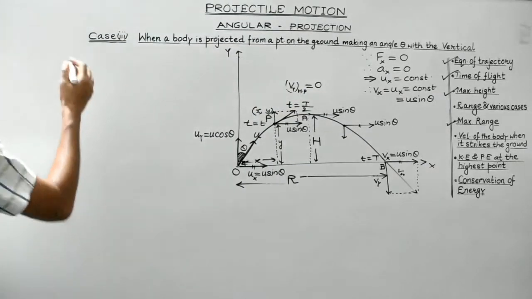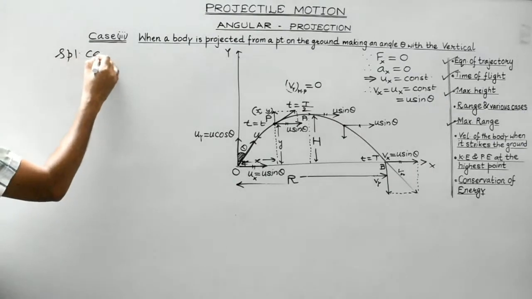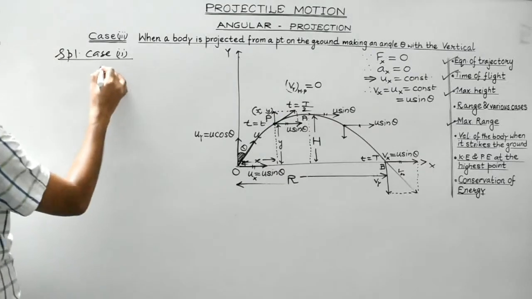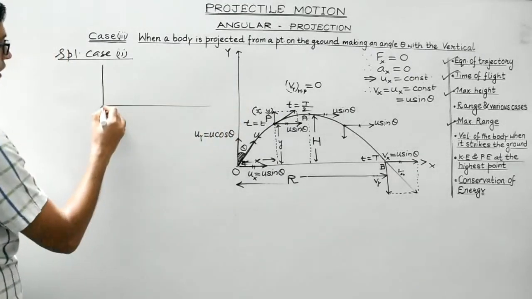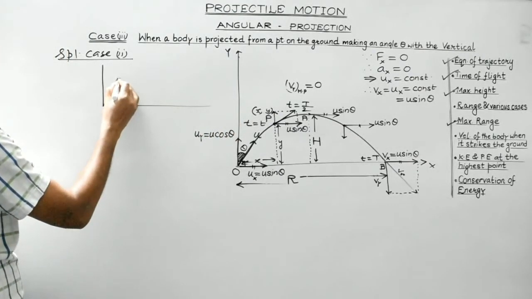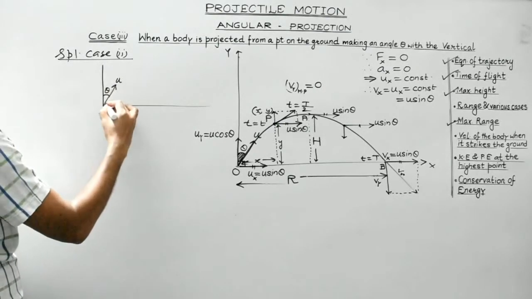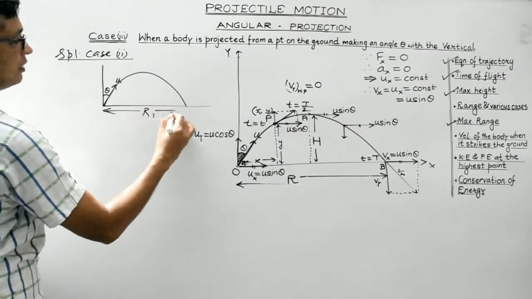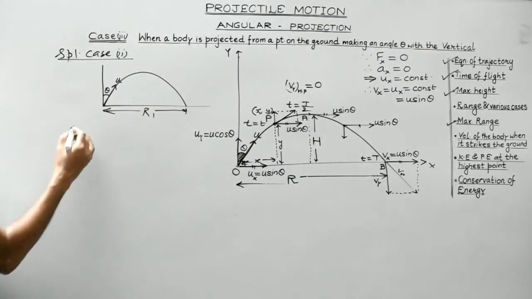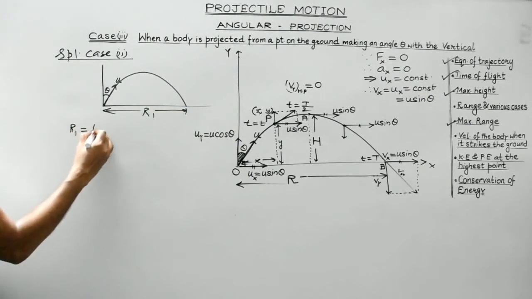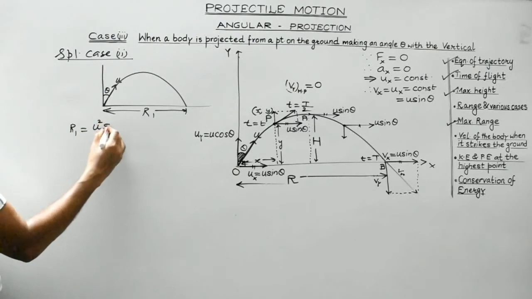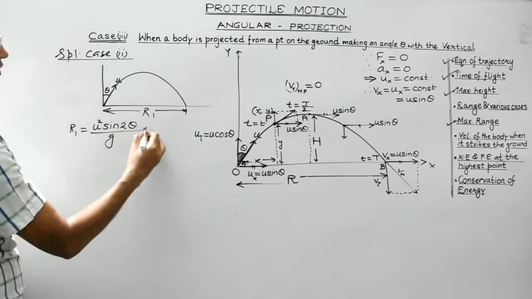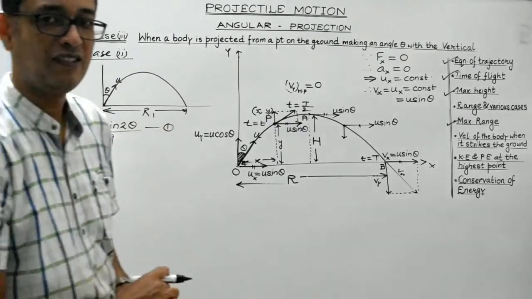Okay, let's discuss the second special case then. First we will consider the range in this case. When a body is projected with velocity u, making an angle theta with the vertical, suppose its range is R1. This we have just now found. The expression for the range was found to be u square sine 2 theta divided by g. Put this as equation number 1.